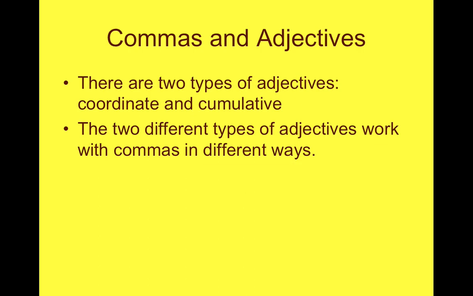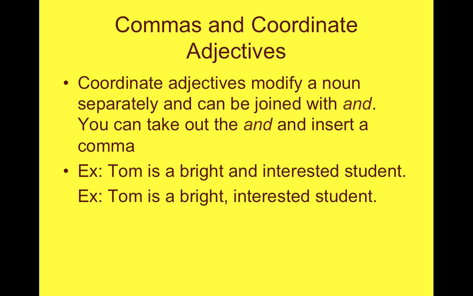There are two types of adjectives that we need to know about with regard to comma use. The two types of adjectives are called coordinate adjectives and cumulative adjectives. And the reason why it's important for us to know that there are two types is because they function different ways with regard to commas.